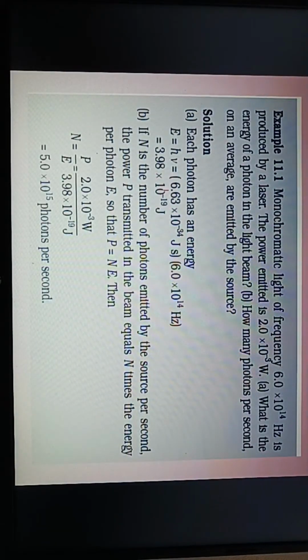H value, here you can get H value. You see here, H value 6.6 into 10 to the power of minus 34. Got it? Yes, sir. You remember. Tell me, what is H value? Yes, sir. 6.6 into 10 to the power minus 34.